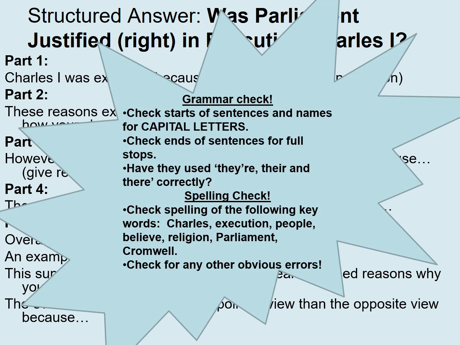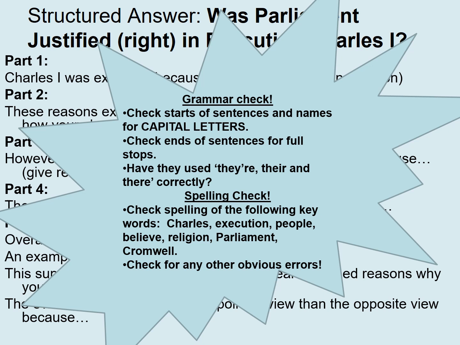Let's do a quick grammar check and spelling check. Things that you can check in your answer are like these. Check the starts of sentences and names such as Charles and Cromwell. They should have capital letters. Check the ends of sentences for full stops. And have you used they're, their and there correctly? Yeah, okay, they've got the same sound when I say them, but they mean very different things. The first one is they are. The next one is their, as in belonging to them. And then there's there, as in over there, in terms of indicating a direction. Look for common errors like that.